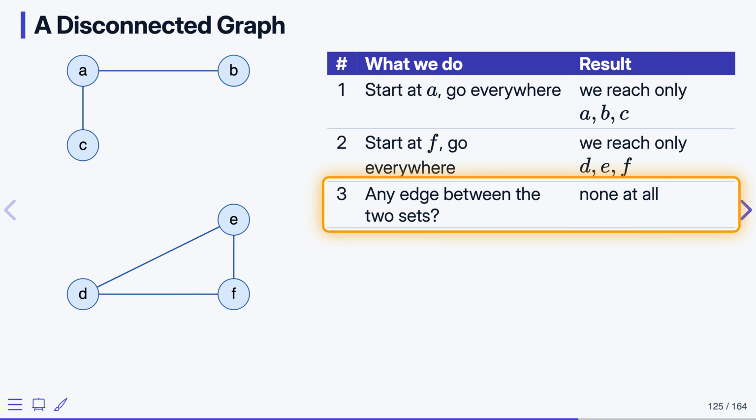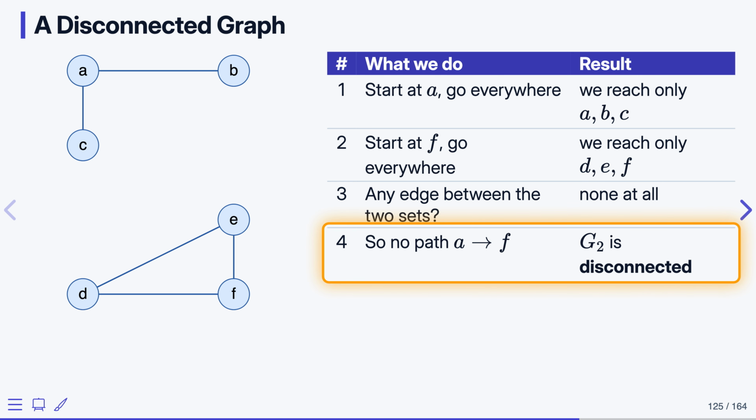Step 3. Is there any edge at all between the first set and the second set? Look carefully. There is none. Step 4. So there is no path from A to F. One failing pair is enough. G2 is disconnected.